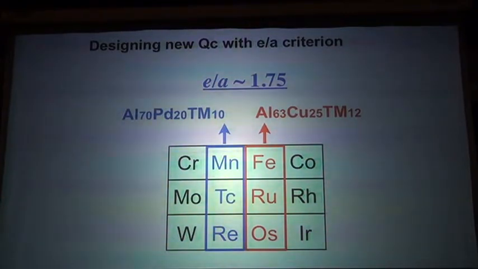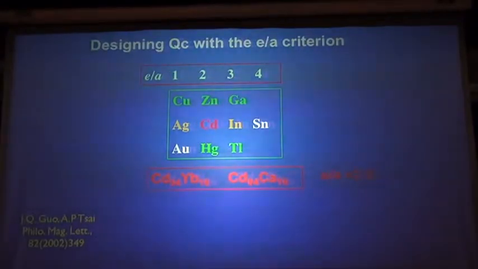Please pay attention to these two systems. They are different in elements and in composition, but the same in that they reach the same e/a of 1.75, and this also forms a stable quasicrystal. And this is another very interesting example of the Co2-Sn.